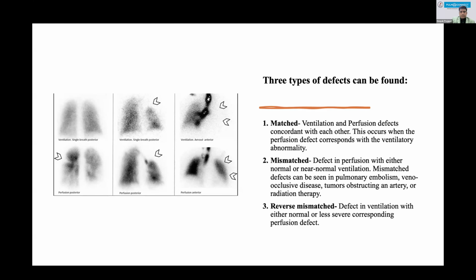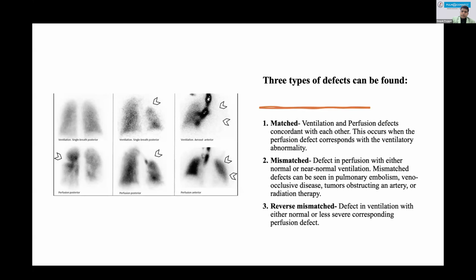The mismatched defect is where there is a defect in the perfusion with either normal or near normal ventilation. So what it means is the perfusion is abnormal but the ventilation is normal, then we call it a mismatched defect, which is seen in pulmonary embolism, veno-occlusive diseases, tumor obstructing an artery, or after the radiation therapy.